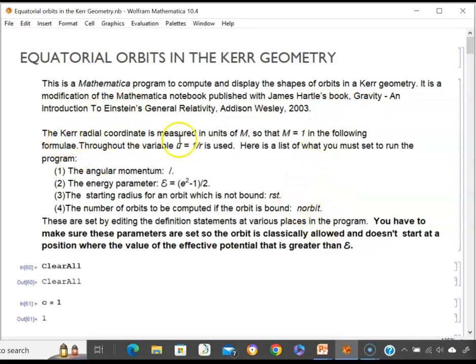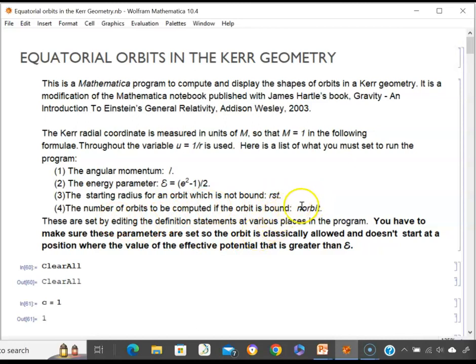Okay, Kerr radial coordinates are measured in units of m, so m equals 1. u equals 1/r, which I've explained. In the notebook, the notebook uses L for the angular momentum. On the slides, I'll just call it H, simply because it's easier to recognise. The total energy, big epsilon, is this, and the starting radius RST is this.